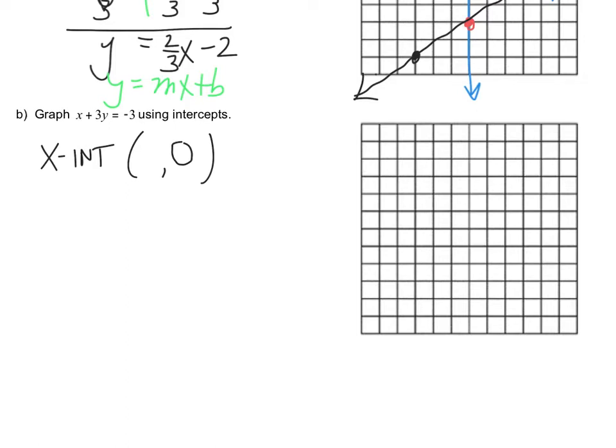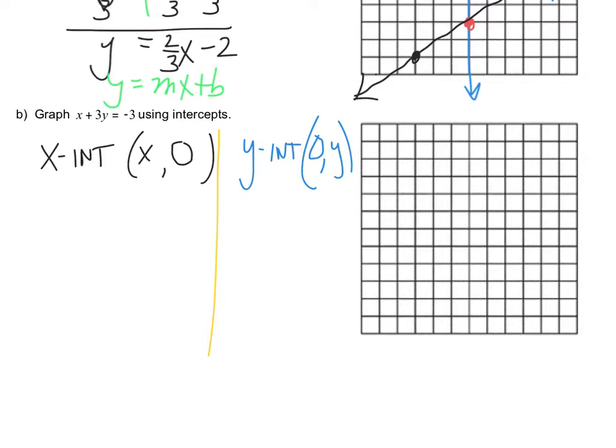Then let's look at the y-intercept. Again, that's where the point is going to be crossing the y-axis. And again, we don't know what the y is, but we definitely know the x value is a 0. So we talked about how we know the x value for the y-intercept is a 0. We know the y for the x-intercept is a 0. So how can that help me in this?